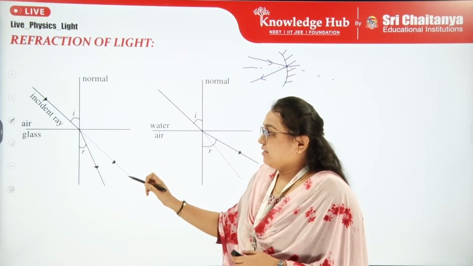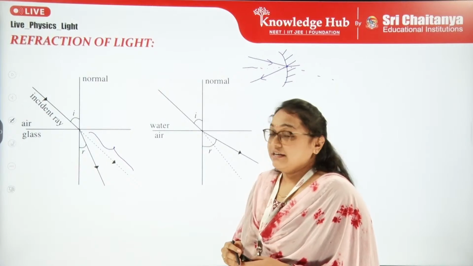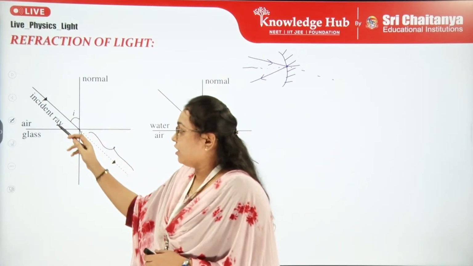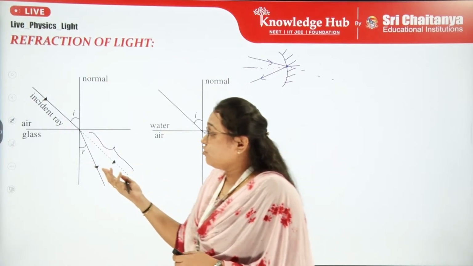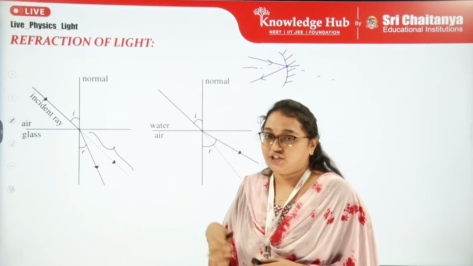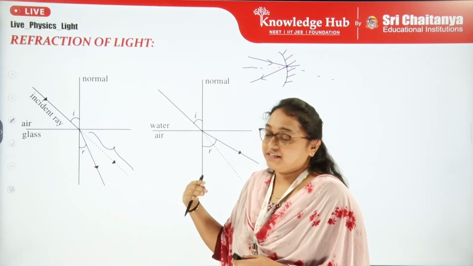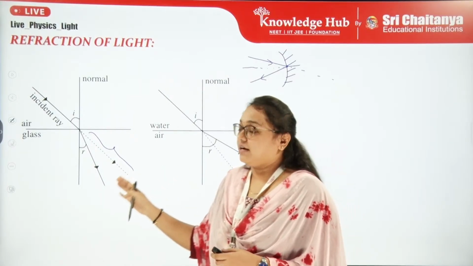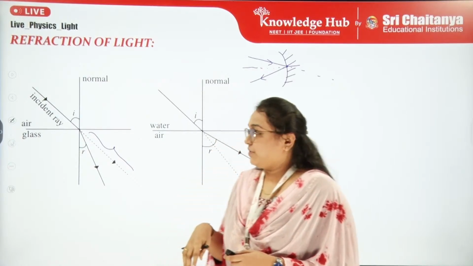So it is very clear that this is the actual path of light. But if it is entering from one medium to another medium, it undergoes bending. So why does it undergo bending? Because its speed is changing. Once it is entering from one medium to another medium, its speed gets changed, and that is the reason why it undergoes bending. So this property of light is called refraction.